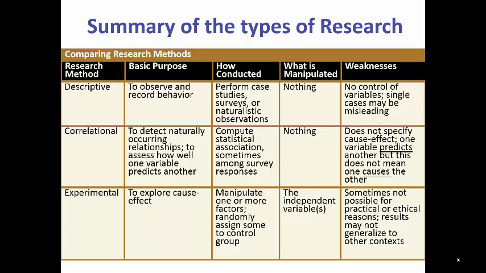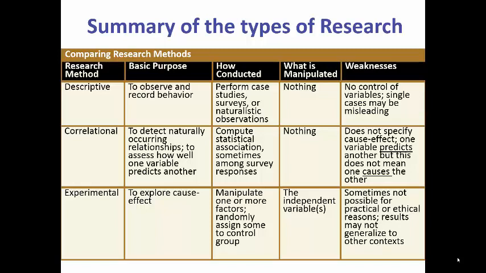So just a brief summary of the types of research we've already discussed. Descriptive is used to observe and record. Nothing is manipulated, and there's no control, so they can be misleading, and we can't really make generalizations. Correlational research is to detect naturally occurring relationships and to assess how well one variable predicts another. Again, we're not manipulating anything, but we can't determine any cause and effect, that one variable actually predicts another or causes another, just that we know the two variables vary together.